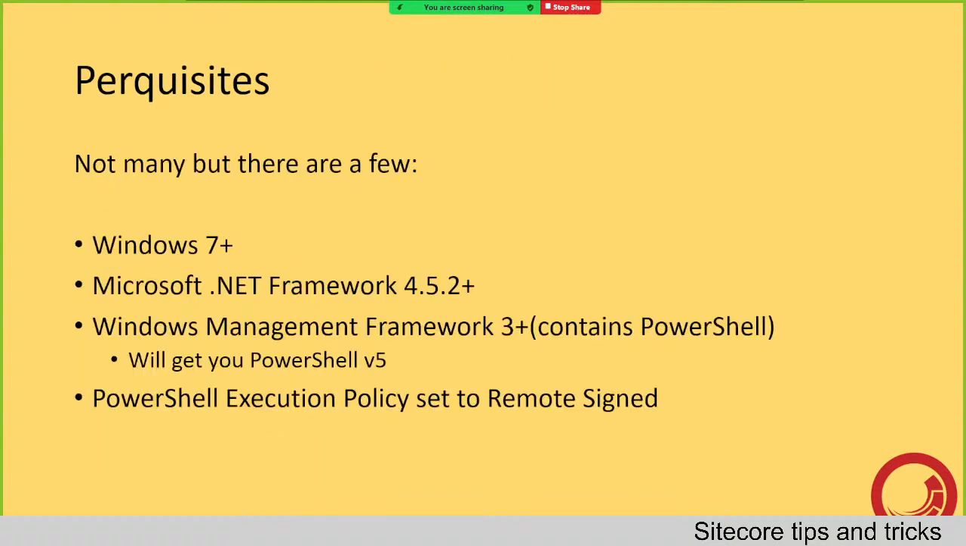So what does it take to install? There's not that many things it requires, considering it's a module. The requirements they're stating are at least Windows 7 or greater, .NET Framework 4.5.2 or higher, and then the Windows Management Framework 3, which contains PowerShell. They ask you to set an execution policy, I guess for remote signing, but that's pretty much it. So you have four things that are needed, and it'll get you going with SPE.